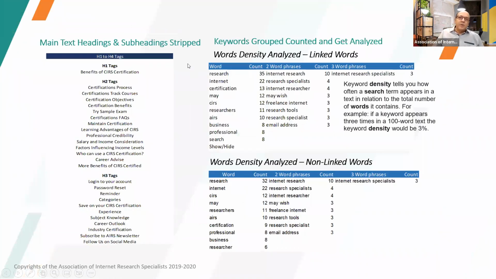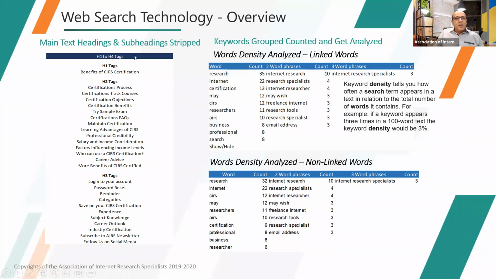All right. So let's go to the next one. This is where the tables are put together, meaning that at the time of indexing, while it has done the previous two processes, this is going to be the next few, which is what is shown under the headings like main text headings and subheadings and then keywords grouped and all that.